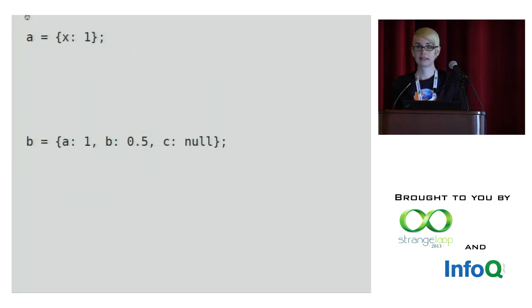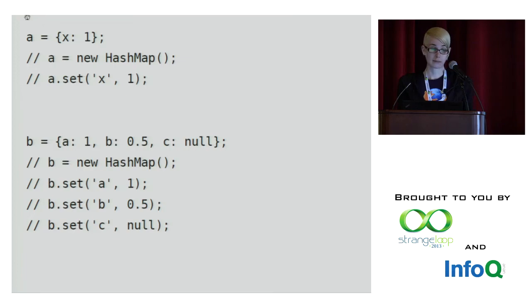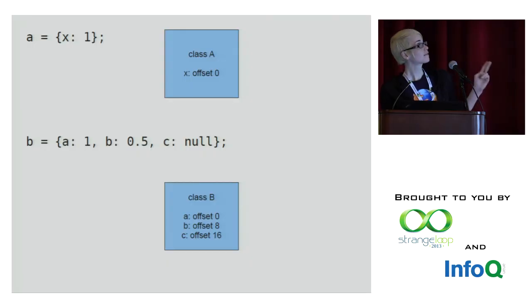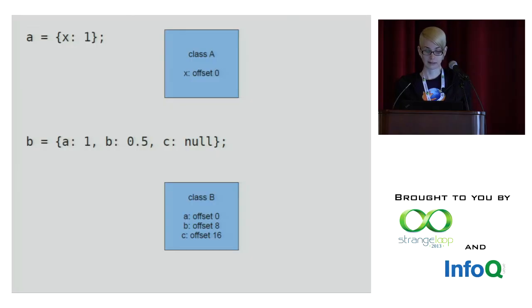So what is the idea of maps? Well, in JavaScript, you can create object literals like this. And ideally, you would want to represent them as classes, but the objects behave a little bit more like hash maps. So ideally, you would want to have a class layout for your object literals, where you say, I know exactly the offset in memory of each property. So X would be at offset 0. And then in my object literal B, I could say that A is at offset 0, B is at 8, C is at 16, and so on. So basically, you would like to be able to access your objects as if they were C structs and you knew exactly where each member is located.